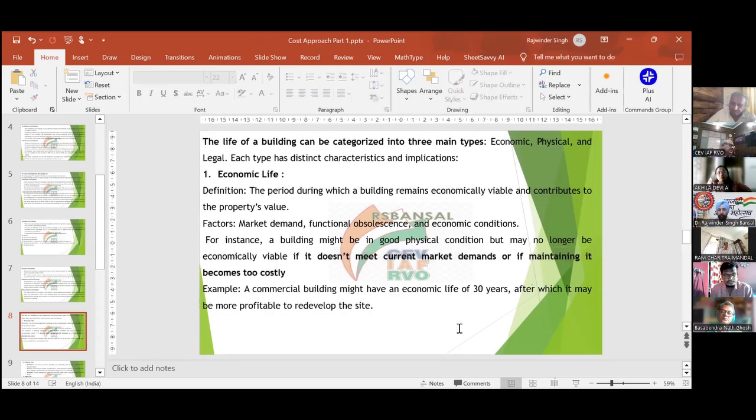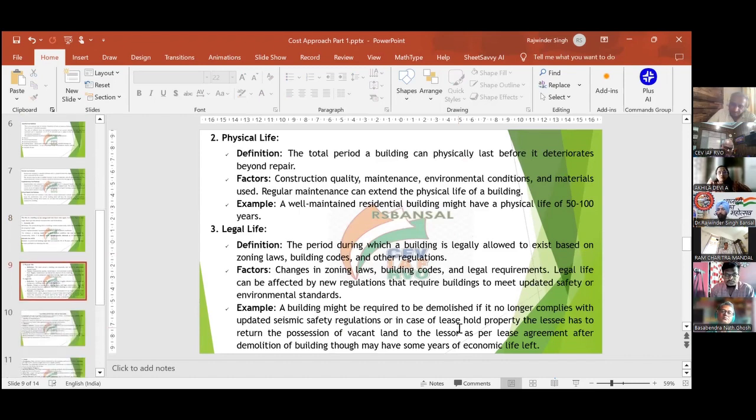And the next is physical life. Physical life means the building has deteriorated beyond repair. So we cannot use the building even after repairing it.